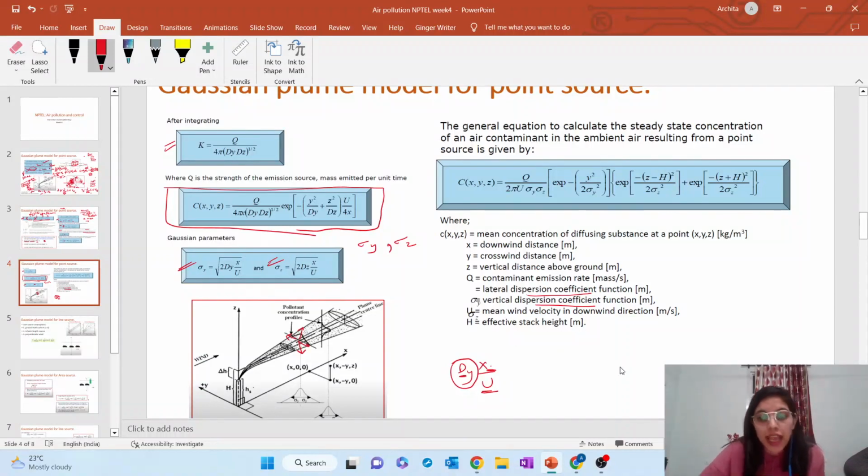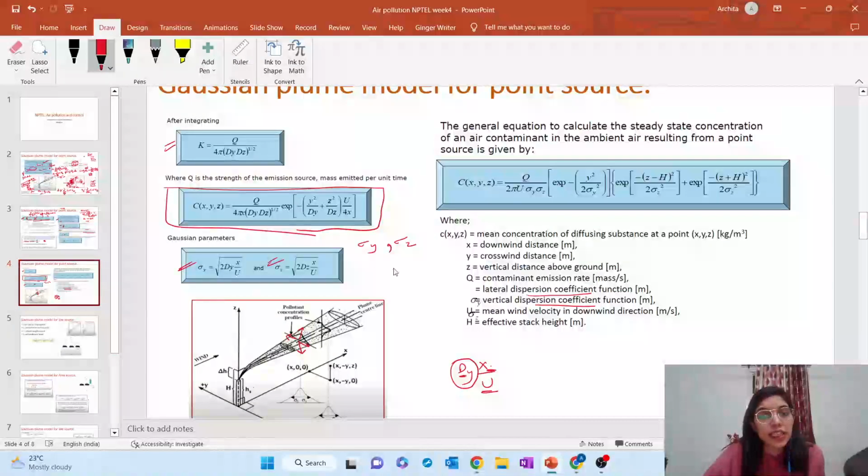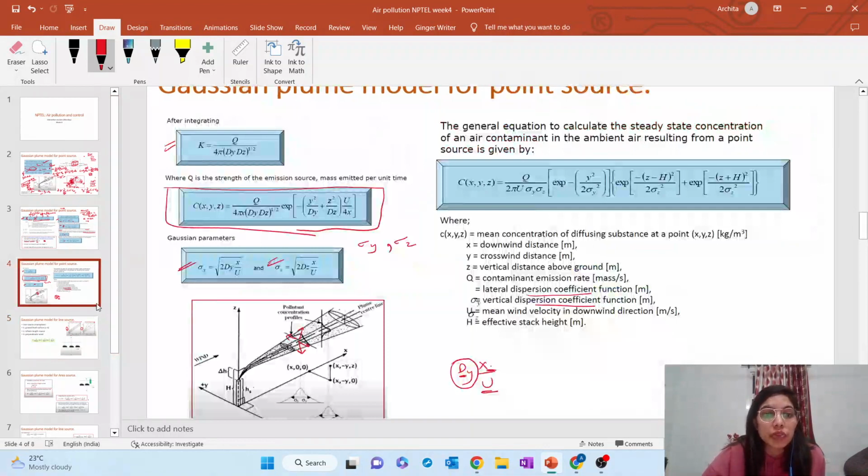Now, in the last class I said that there is one table that was followed, which is, I think, the Pasquill-Gifford table. These are the plots he has given, from where you can have a sigma y value and find x, or you can have x and find the sigma y or sigma z value. So these are to find the horizontal and the vertical dispersion values.